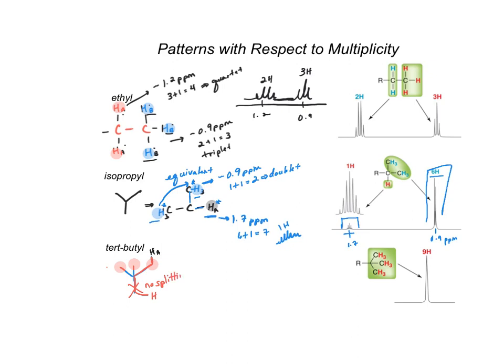They don't split each other, right? And there are essentially 9 of them overall. So what we'd find in a tert-butyl is a really large singlet that would integrate to 9 protons at about 0.9 parts per million. So if you ever find a signal in your spectrums that integrates to 9 protons, that's a really big indicator that you're dealing with a tert-butyl group.